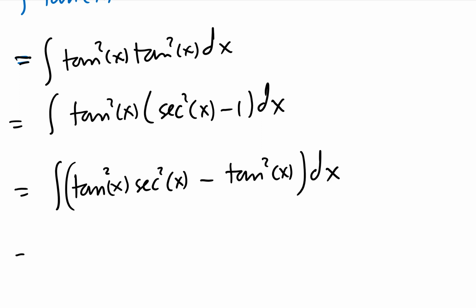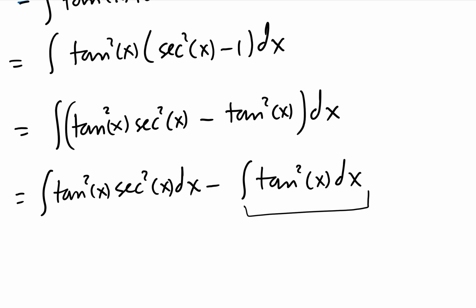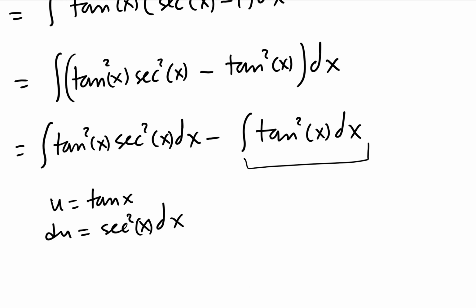Now we can split this into two integrals, keep this the same, minus this one here, like that. Now we did integrate this earlier, but for this one, can we do u sub? If I do u equals tangent, u prime is secant square. Oh yeah, u sub works here. U equals tangent, du is secant square x dx. So that would be u du basically.